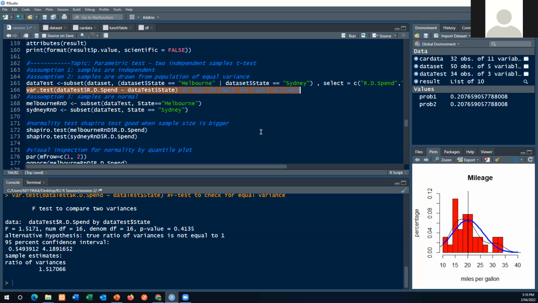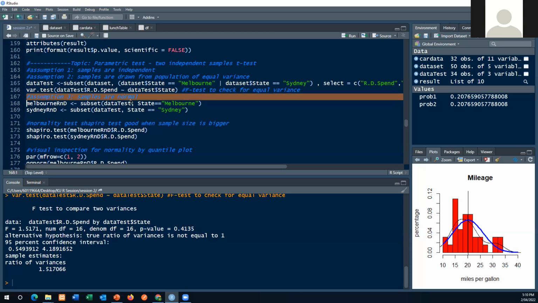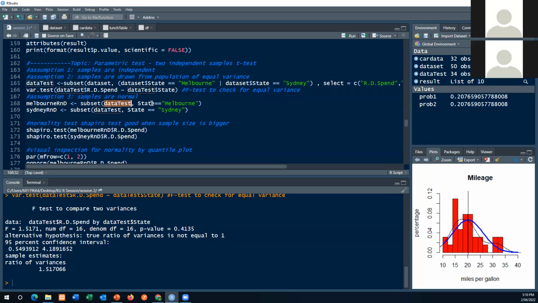Now we want to check whether the data is normal. How can we test that? Let's check one by one. First get the data related to Melbourne. We have the subset function, which gives us a subset of the data from our test data where the state is Melbourne. This is our Melbourne data. We are also getting our Sydney R&D data, so we have our Melbourne and Sydney test data.